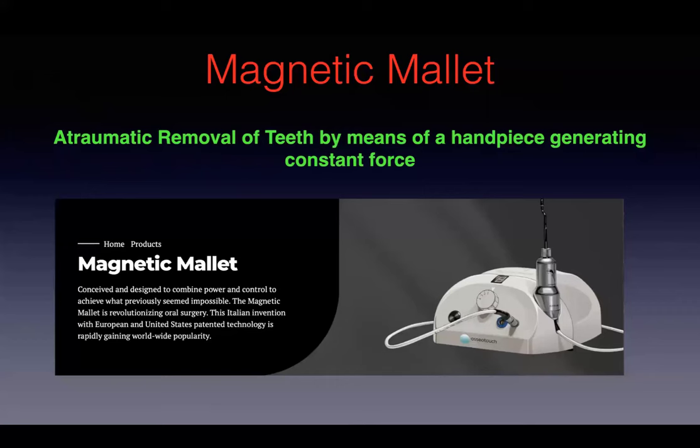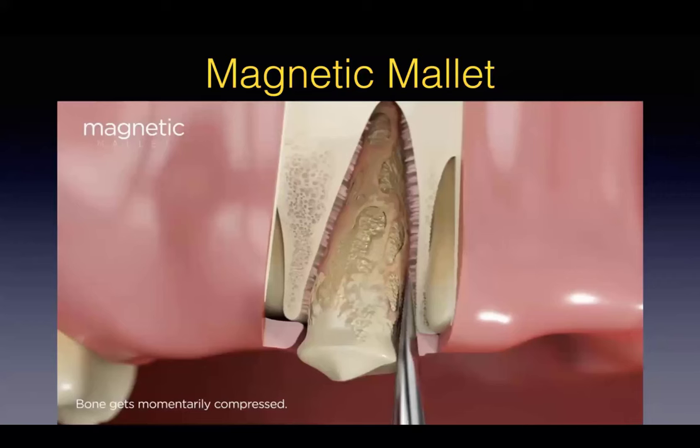And we got the magnetic mallet. It's an atraumatic removal of teeth by means of a handpiece generating constant force. And with this, you hold it like a pen. It's delivering force and it compacts the bone. Doesn't generate heat, not very invasive either. Has about 4 strength levels that remain constant. And then with that constant force, the tip advances further, compressing the bone. I won't be showing you the video, but you can check out the video on your own, go to the website or even YouTube it.